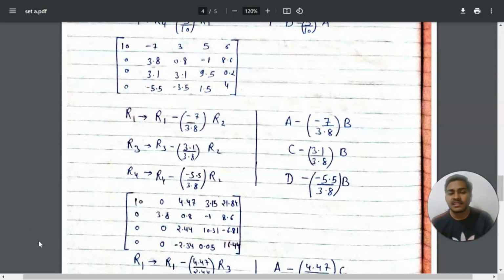So hello friends, now we are solving set A of first internal test paper of computer oriented numerical method. So let's begin.